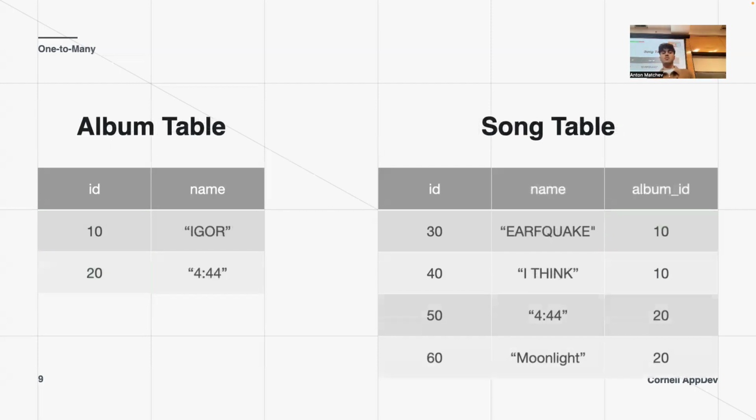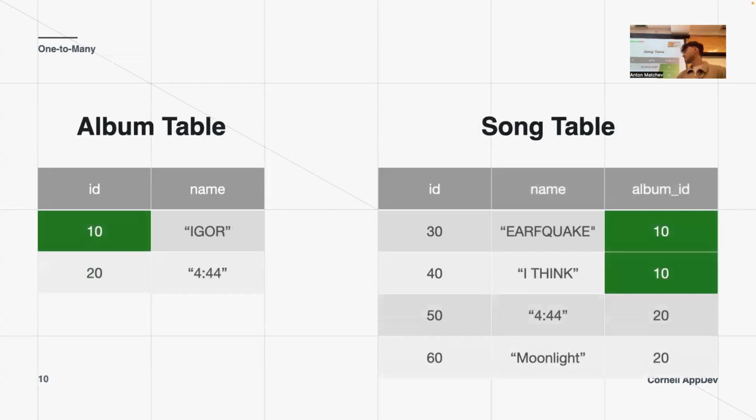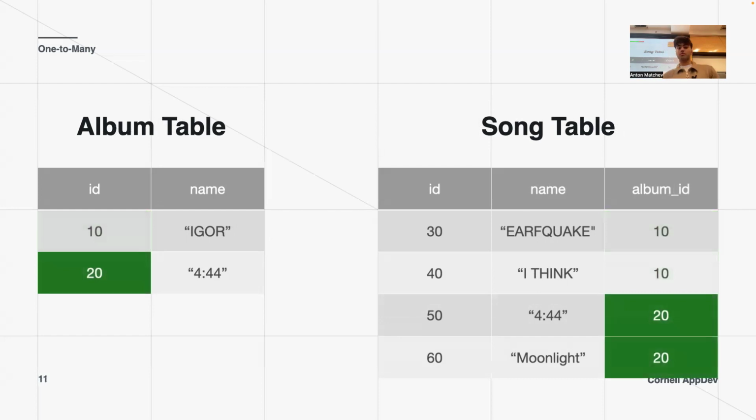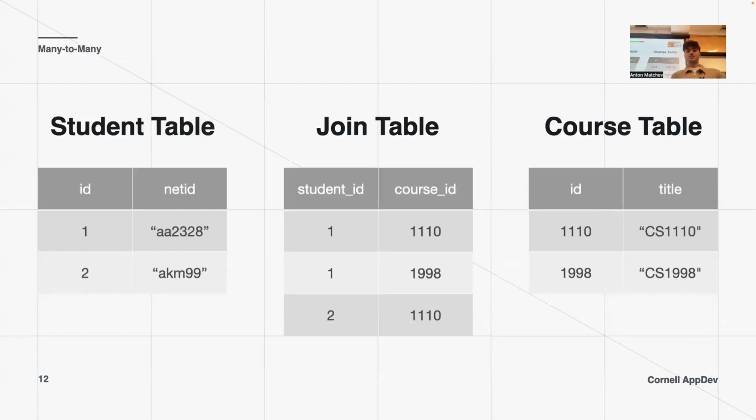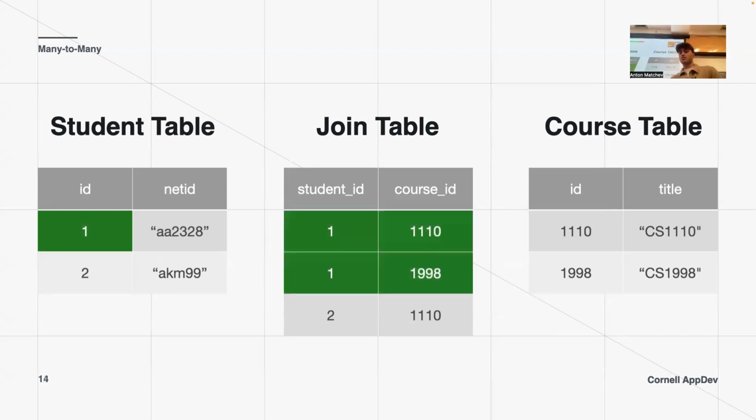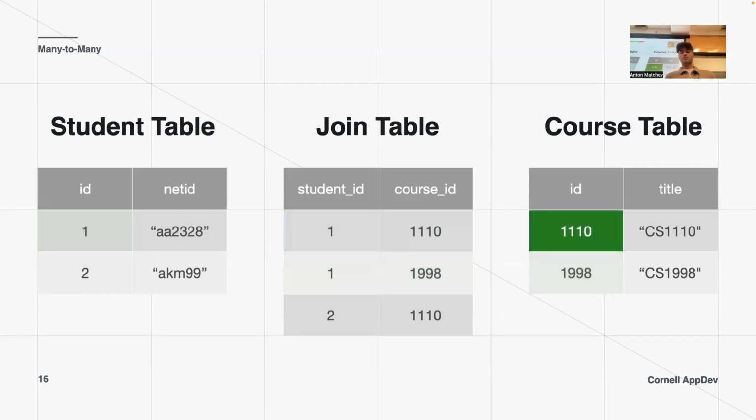And then here's the one-to-many. Since we don't have the unique qualifier, we can have multiple referencing the Igor album. And then we can do the same thing for the other album. And finally, this is the many-to-many relationship. So we have my net ID and the courses I'm taking. I can be enrolled in the course with ID 1110 and the course with ID 1998, which refer to CS 1110 and CS 1998. You can do the same thing for Tony.